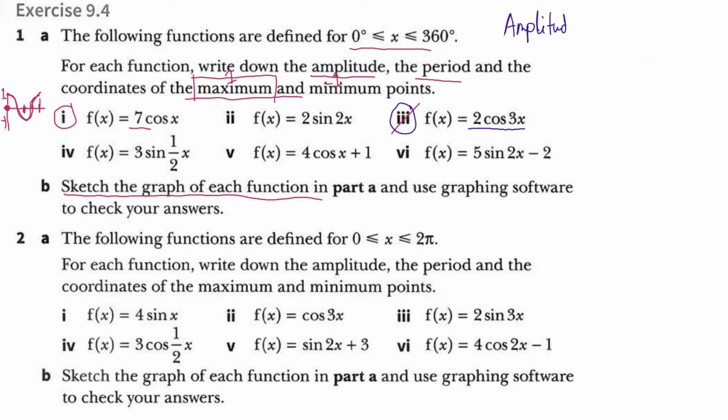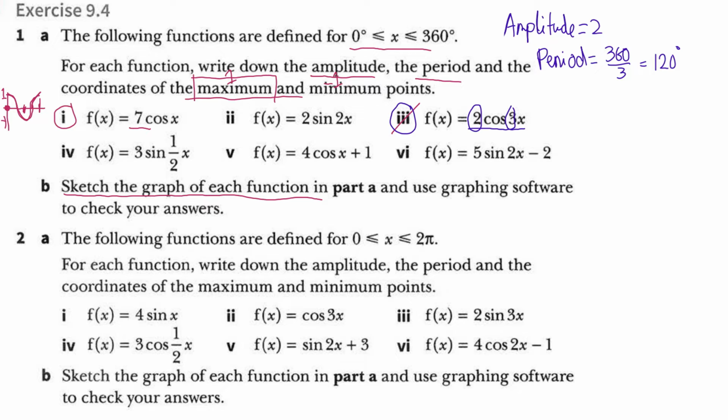Amplitude we can write as 2, because in front of the cos it is written 2, and period is definitely 360 divided by 3. Why? Because we know we have to divide 360 by the number written here, 3. So it gives us 120. It means that we need to draw 3 cycles.